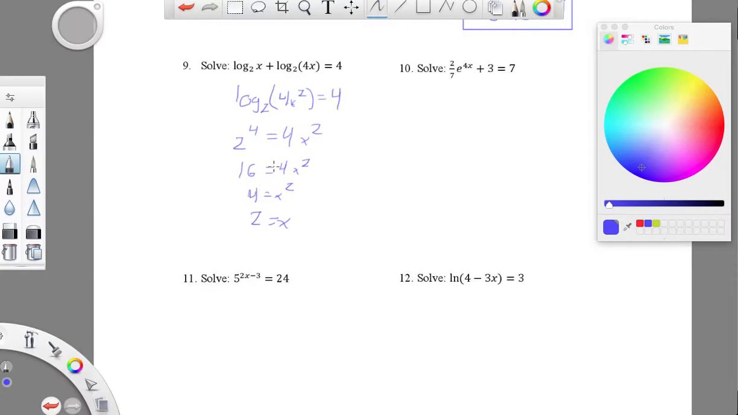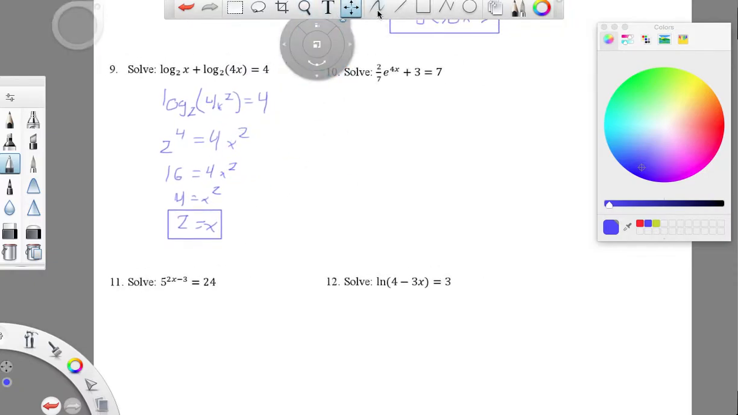Now the square root of 4 is in fact plus or minus 2, but if you look, if I have x being negative 2, I'm taking the log of a negative number, which I can't do. It doesn't exist. So the only answer is x equals 2. If you have x equals negative 2, it is extraneous, so make sure you have that.